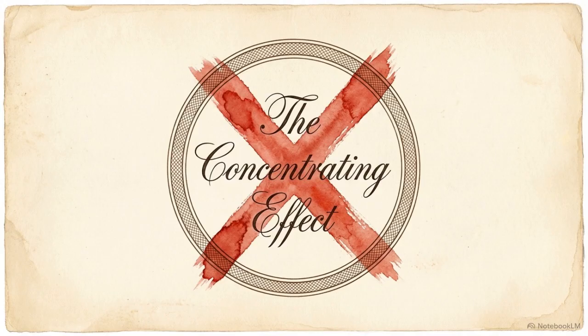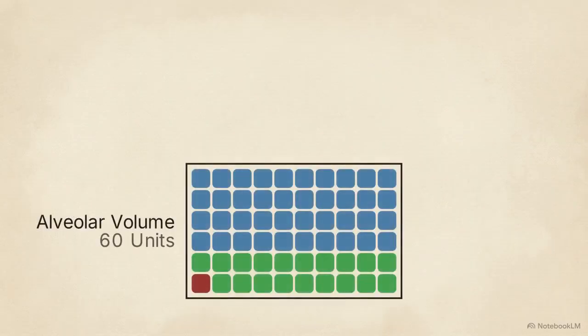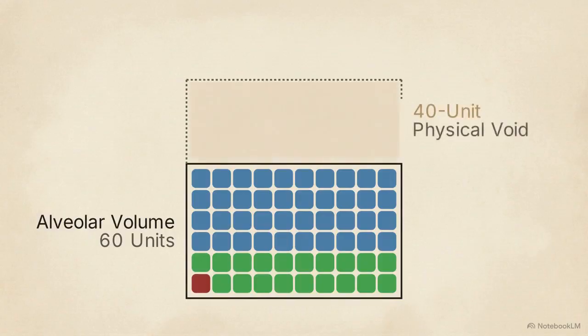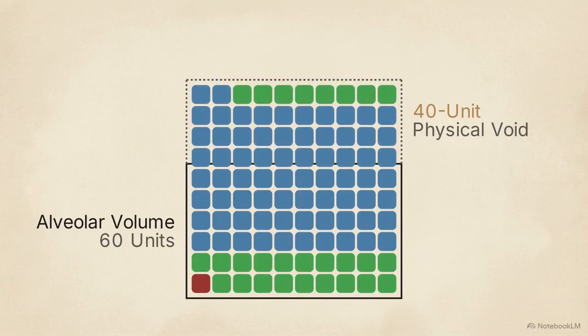A common error in board exams is stopping the explanation here. The concentrating effect alone does not completely account for the rapid uptake. When the alveolar container shrinks from 100 units down to 60, it leaves a 40-unit physical void in the lungs' functional residual capacity. The lungs automatically draw in fresh gas from the conducting airways to replace this void.